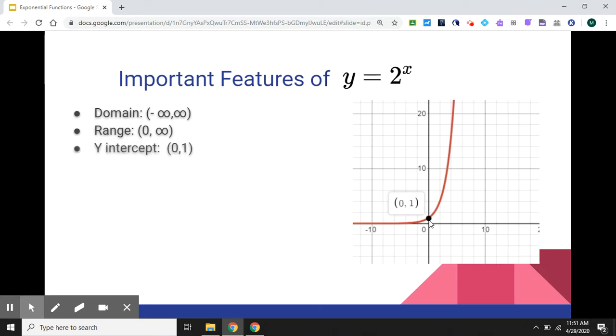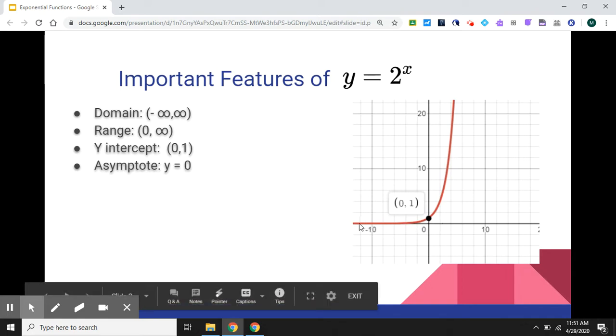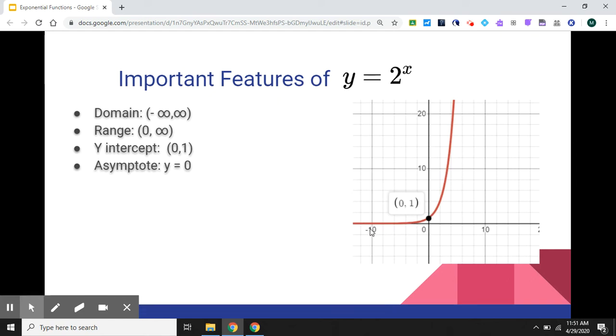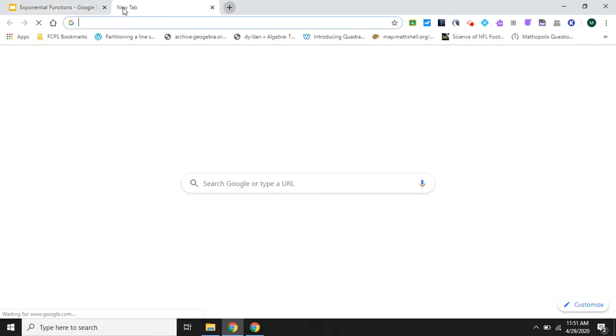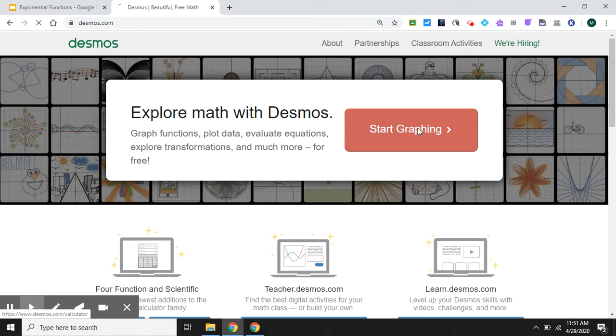Our y-intercept is where it crosses the y-axis, and this graph happens to cross at (0, 1). And our asymptote is a horizontal line, y equals 0, which is also just the x-axis. So again, we get really, really close to this x-axis, but we never ever touch it. That's what an asymptote is. I'm going to open up Desmos here to help explain that a little bit more. We can zoom in a little bit in Desmos to see it better.